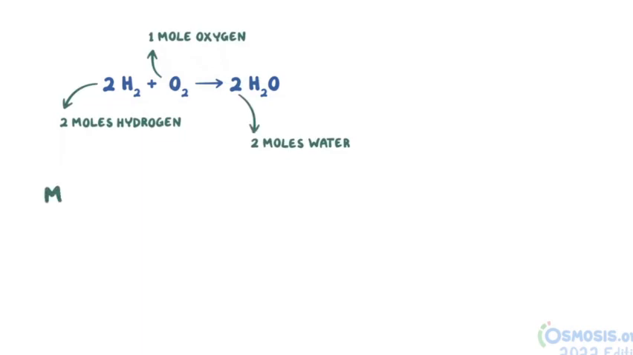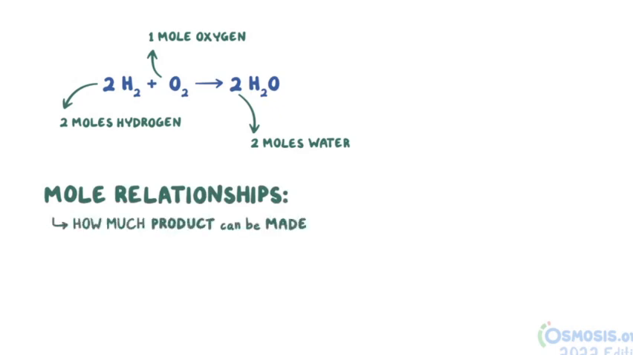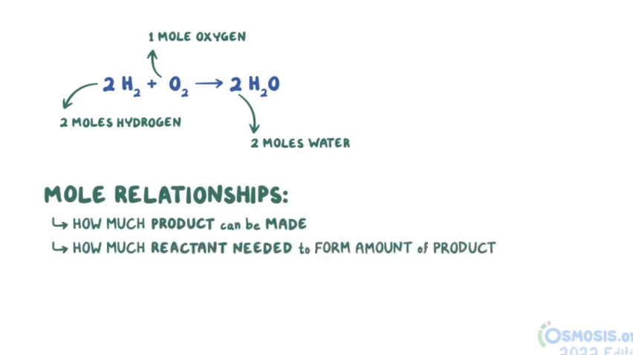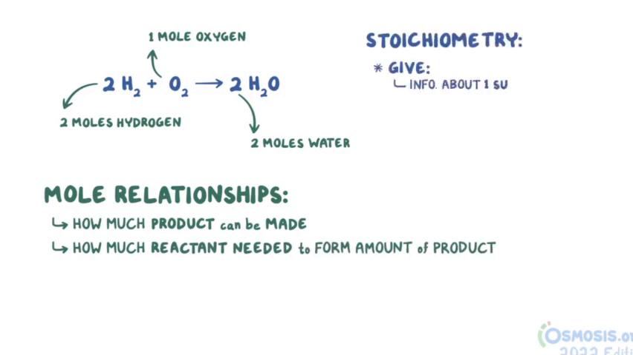We can use these mole relationships to find out how much product can be made from a given amount of reactant, or to find out how much of a reactant is needed to form a known amount of product. Reaction stoichiometry problems give us information about one substance in the reaction and ask us to find out about one or more other substances in that same reaction.